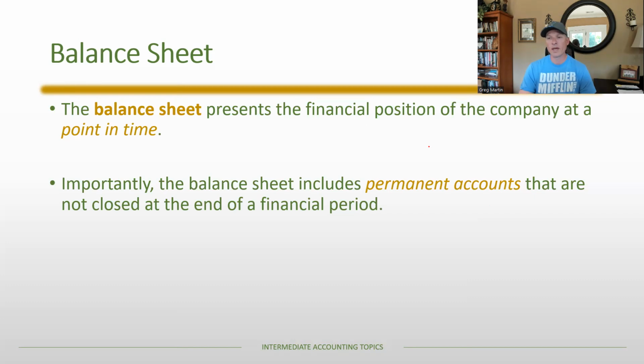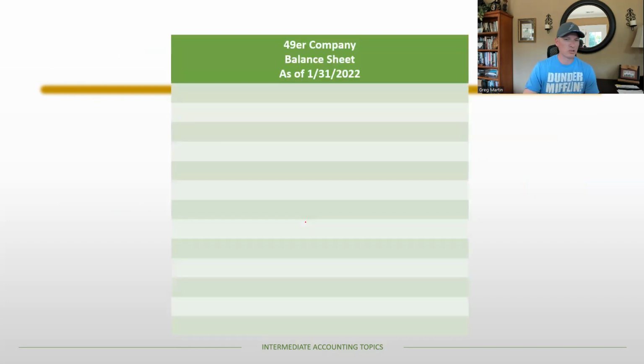All right, so when we have our permanent accounts on the balance sheet, of course, that's assets, liabilities, and our permanent equity accounts. The balance sheet is going to report all that in one place. Let's present that. We can see, first of all, the date format has changed. Instead of measuring income over a period of time, a balance sheet is taking account balances at a point in time. And so it's as of 1/31/2022.